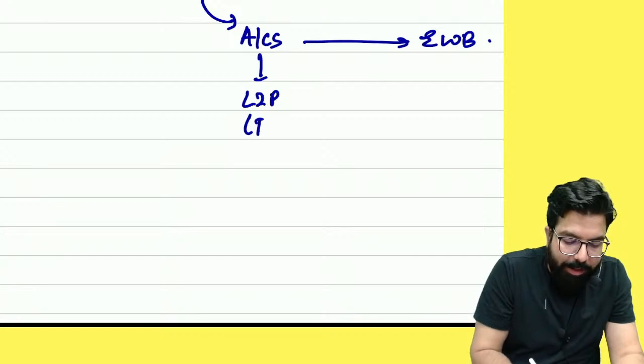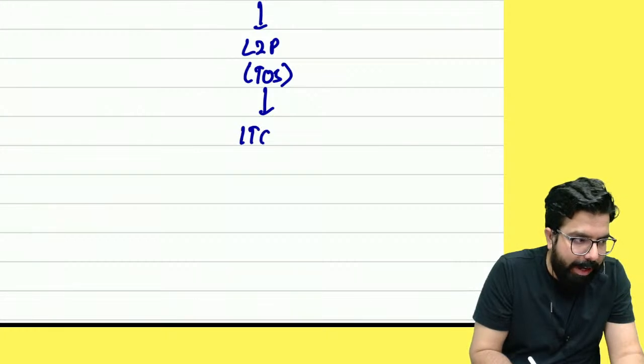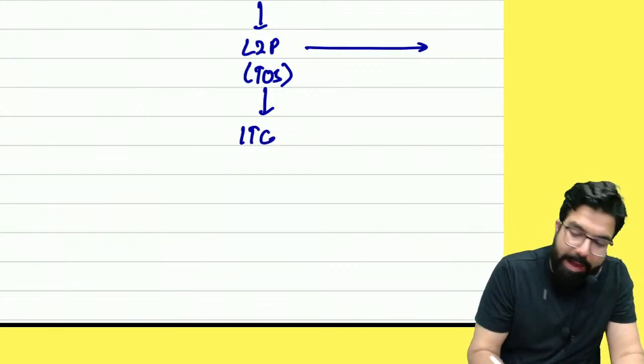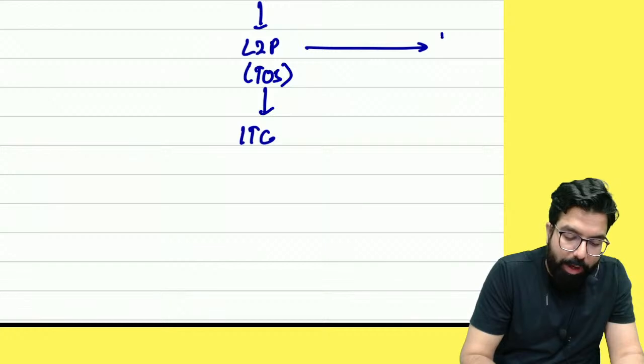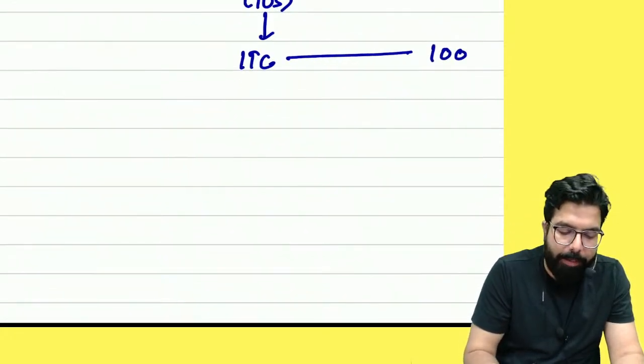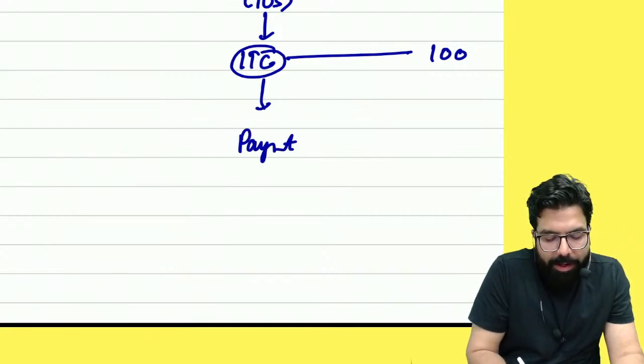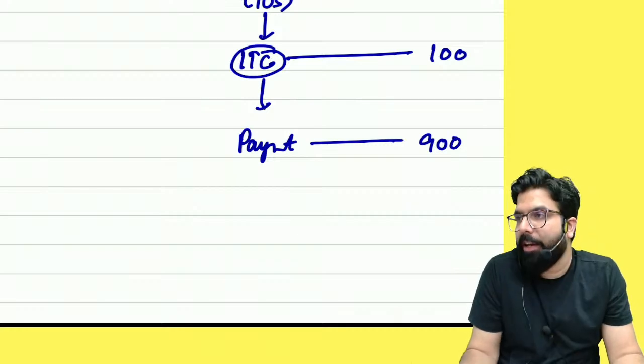Liability to pay comes at the time of supply. Once your liability has come, you will use your input tax credit. For an example, my liability which is there is 1000 rupees. I use my input tax credit. For an example, I had input of 100 rupees. Remaining what is there, everyone? I'll have to make the payment of 900 rupees. Do you guys agree with me?